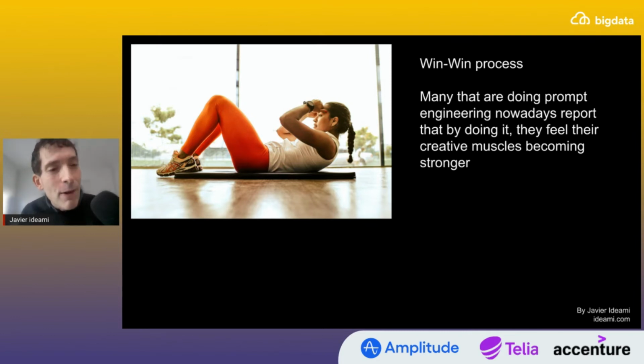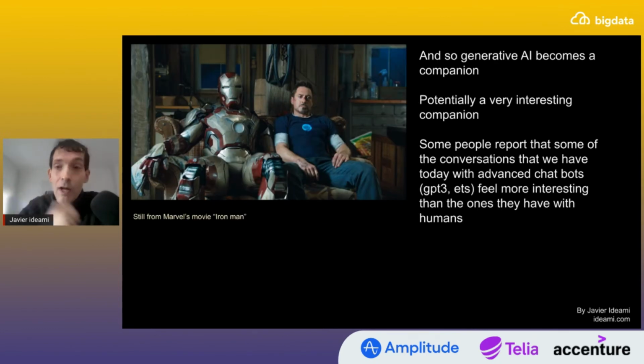And so this is a win-win process, because many people that are doing prompt engineering nowadays report that by doing it, they also feel that their creative muscles are becoming stronger. So it's a win-win process. And so generative AI becomes a companion, potentially a very interesting companion.